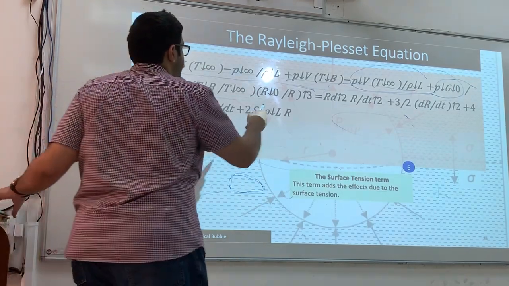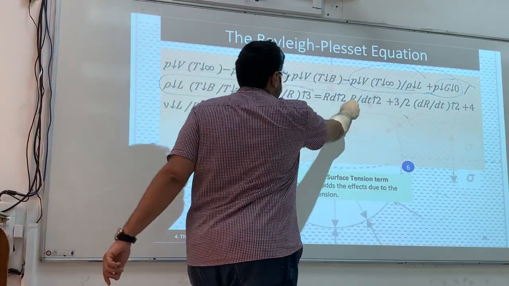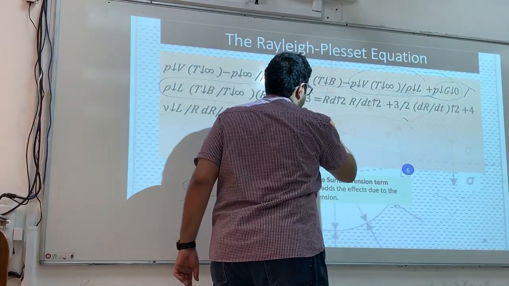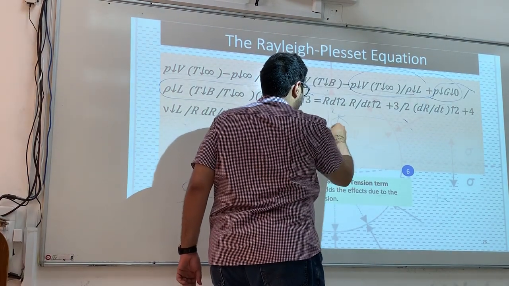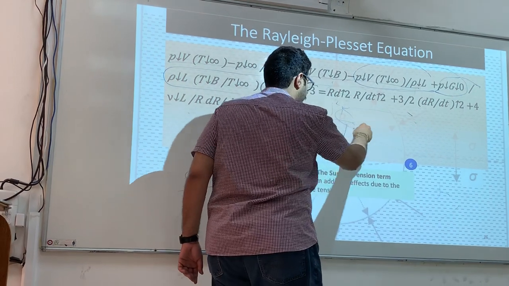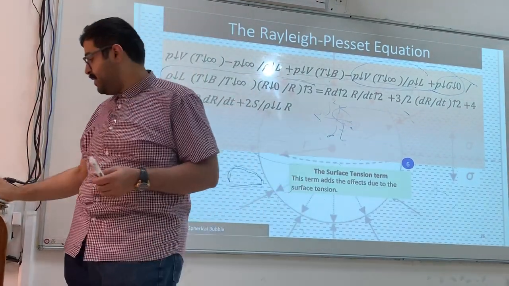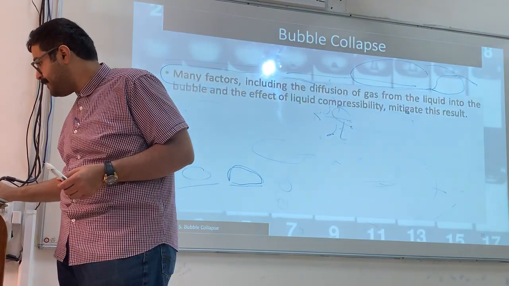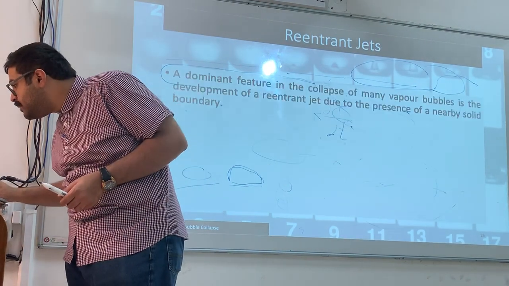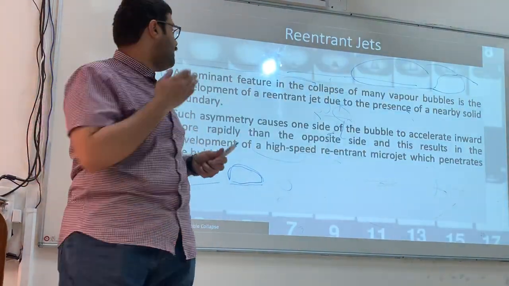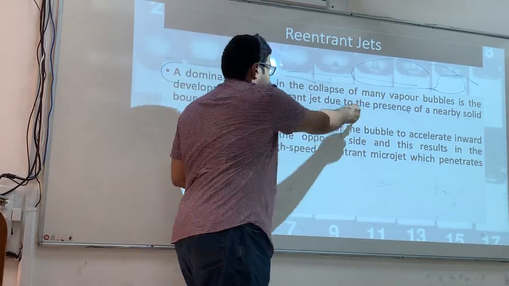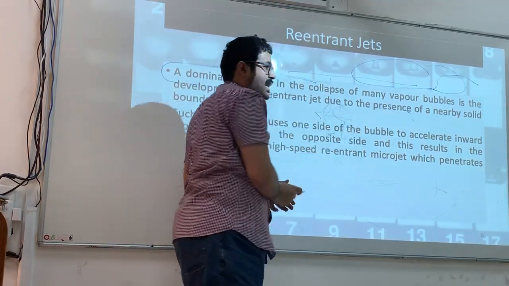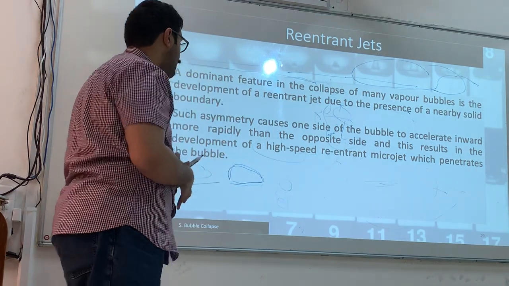Maybe you've seen it here, d squared R over d t squared, from the Navier-Stokes equation. This tells us what happens here. So the first one tells us the acceleration of the bubble wall.